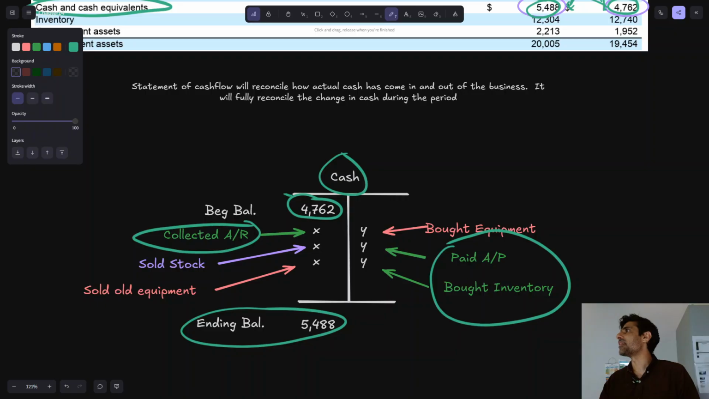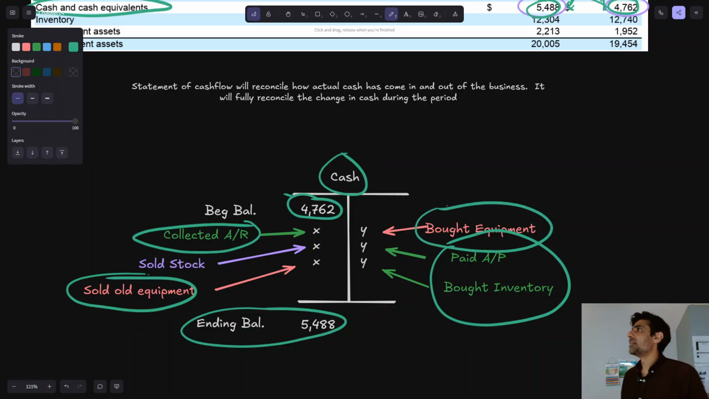Buying inventory, yes, it's an asset, but it's a current asset. It's used in the day-to-day operations of the business. Collecting accounts receivable is related to sales. Paying accounts payable is all related to paying your bills. So these green ones are all going to appear somehow in the operating section of the statement of cash flow. Selling old equipment and buying equipment is going to be in the investing section, because that relates to the purchase and sale of long-term assets.